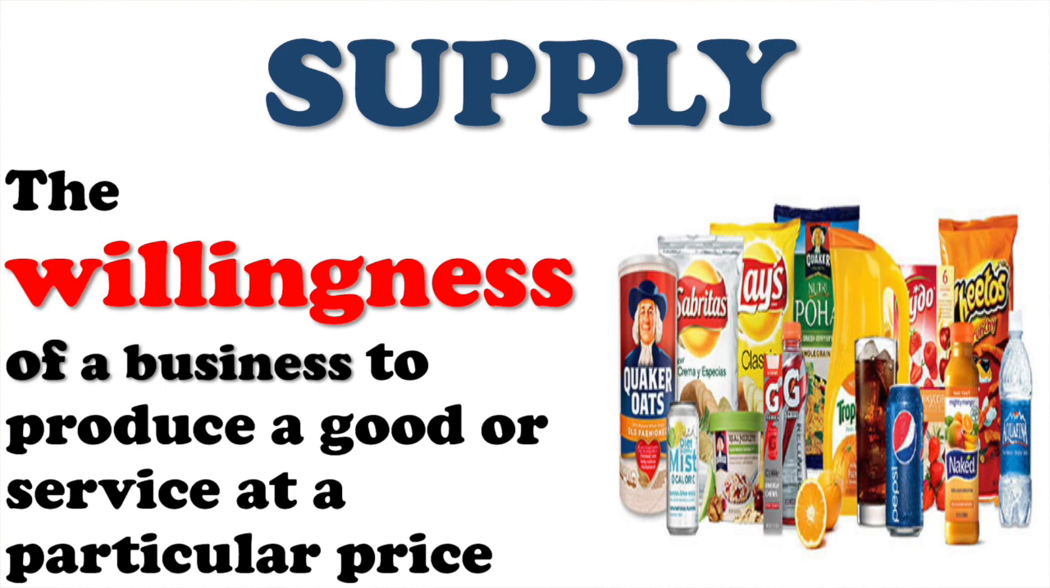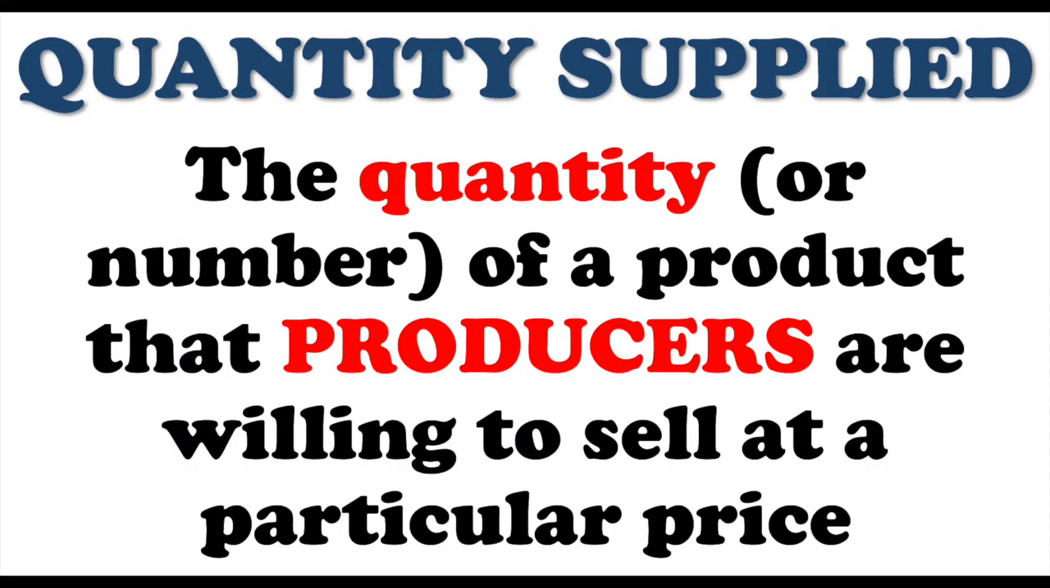Whereas with demand we were talking about consumers and their desire and ability to pay, now we're talking about the willingness of a producer, of a business, of a firm, if you will. How willing are they? How many products will they produce given a certain price? Very similar to demand, we have quantity supplied, which means the quantity or number of a product that producers are willing to sell at a particular price.